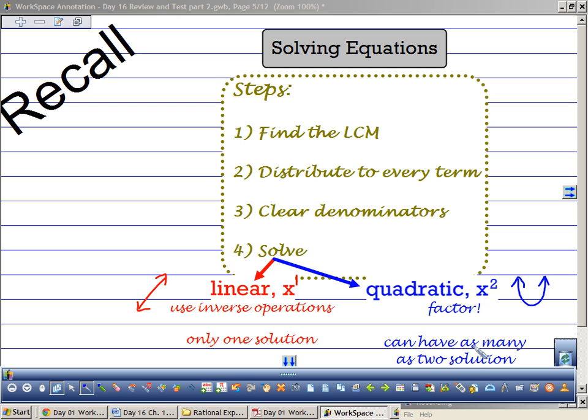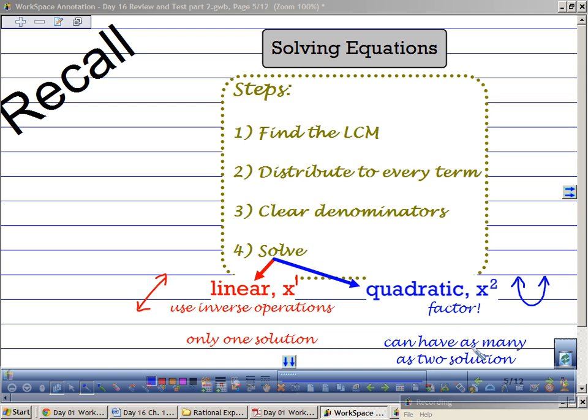Okay, this one can have as many as 2 solutions when we factor. This one can only have 1 solution. Does this one have to have 2 solutions? No, it doesn't have to. What are some reasons why it wouldn't have 2 solutions? If they're both the same, that could be one reason, like a perfect square trinomial, perfect.